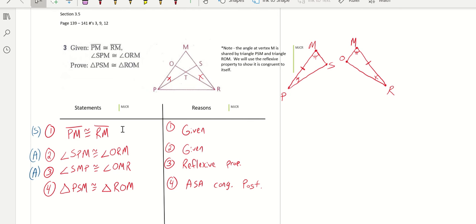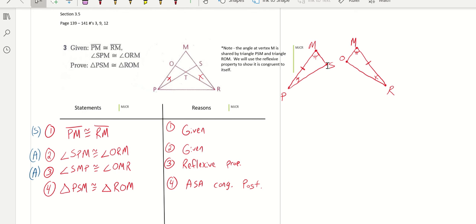First off, PM is congruent to RM. One tick mark, one tick mark. That's given. Angle SPM is congruent to angle ORM. Arc with one tick mark, arc with one tick mark. That's given. Angle SMP is congruent to OMR. That's the angle at vertex M for both of those. That is the reflexive property.